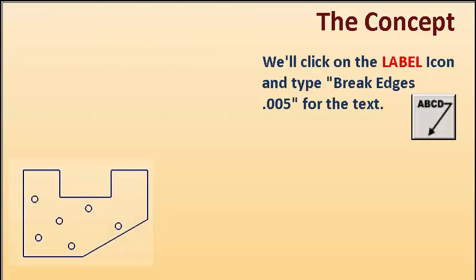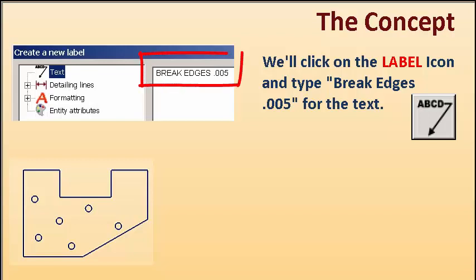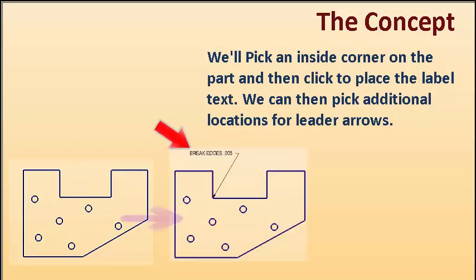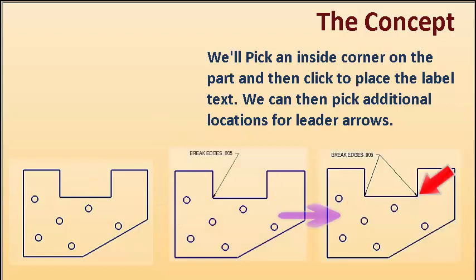We'll click on the label icon and type break edges 0.005 for the text. We'll pick an inside corner on the part and then click to place the label text. We can then pick additional locations for leader arrows.